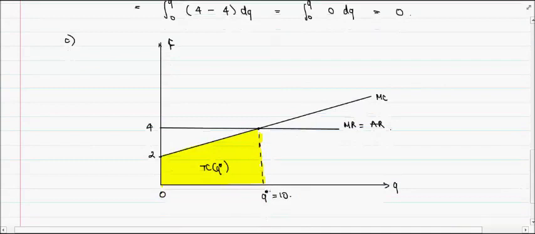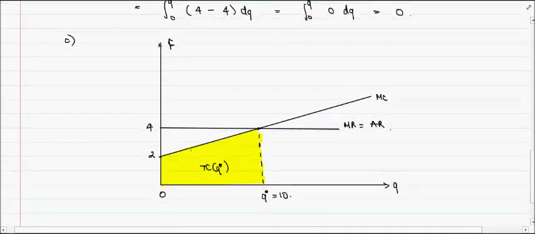As you can see over here, from quantity 0 to quantity 10, the marginal revenue is up here as a horizontal line, and the marginal cost is here. The difference between marginal revenue and marginal cost, from 0 up to Q equal to 10, is going to be the profit for the firm. In this case, it is a triangle over here, the area below the marginal revenue and above the marginal cost, up to the quantity produced by the firm.